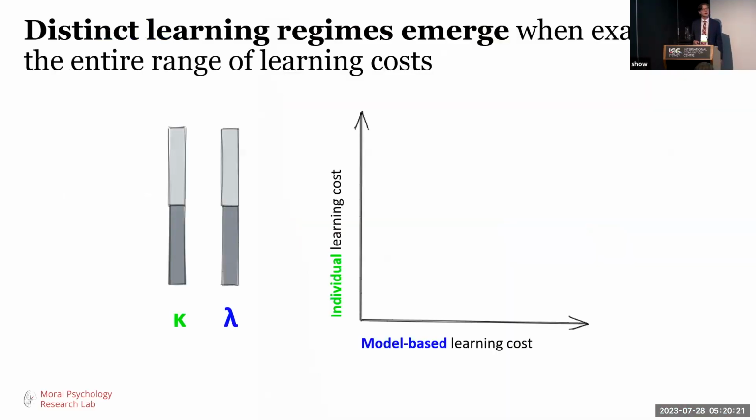So taking a step back, we've looked at an interesting kind of moderate regime where the costs of being a model-based agent are not trivial, but not too substantial. I want to characterize the behavior of the model as a whole across the range of the parameter space. So we have the dials, kappa and lambda, individual and model-based learning costs, and I show on the y-axis the individual learning cost and the x-axis the model-based learning cost.